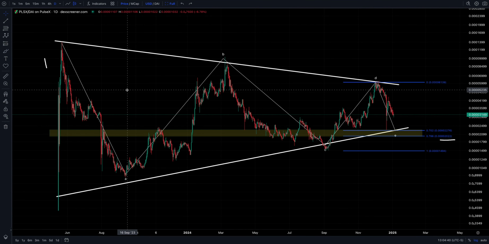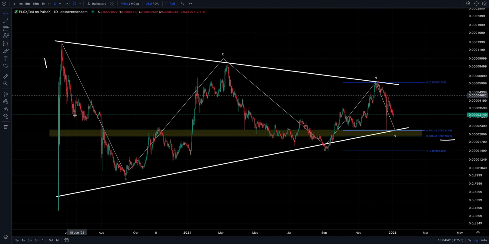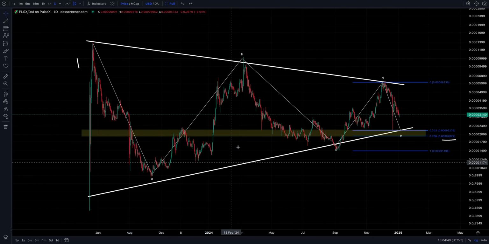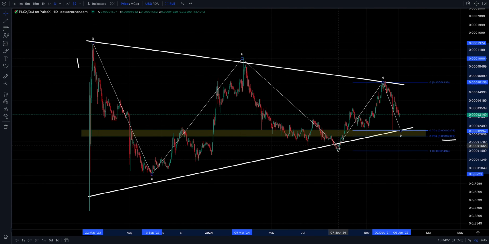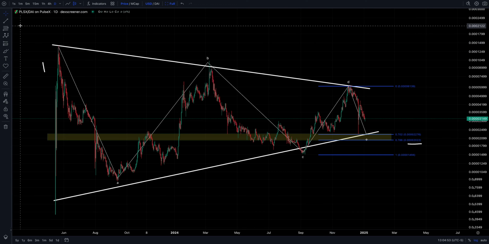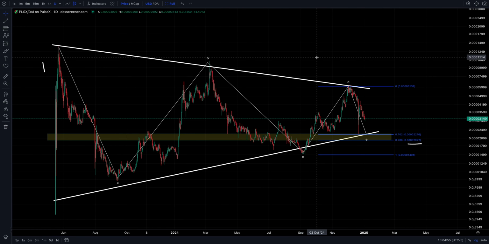Let's take a look at the PulseChain ecosystem today. And so far, what we have is an accumulation type structure. I know a lot of you are worried, but don't worry because this looks like it's going to break out to the upside because we have these overlapping waves here.